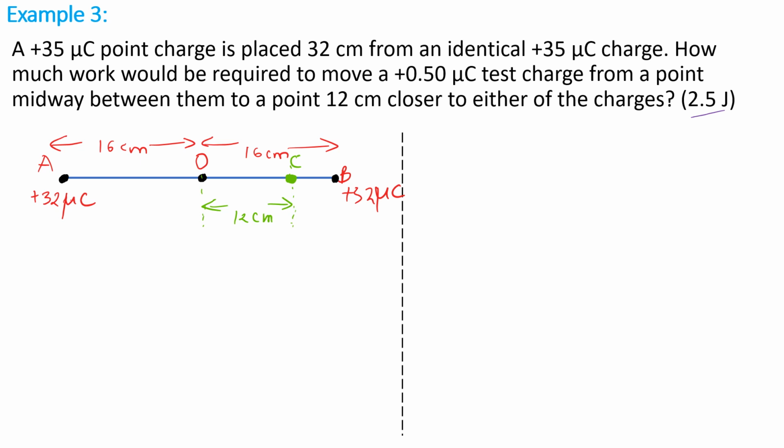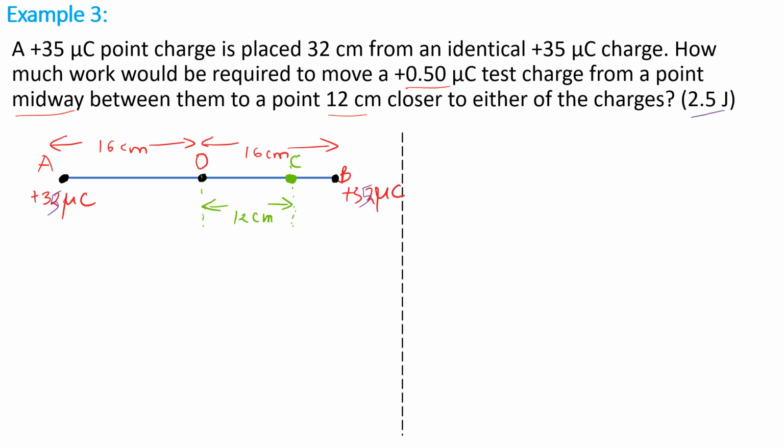But before we go into the details of the answer, let's interpret the question on a diagram. I've assumed that the charges are placed at points A and B, and that the charge at A is identical to the other one at B. It's 35 microcoulomb, not 32. This is 35 and that's 35 microcoulomb. Then they are saying that there's a test charge of 0.5 microcoulomb midway. If it is midway, it is at point O, which is 16 centimeters from A and 16 centimeters from B. Then this charge is moved to point C according to the illustration, and they're saying it is moved 12 centimeters closer to either of the charges, from O to C.